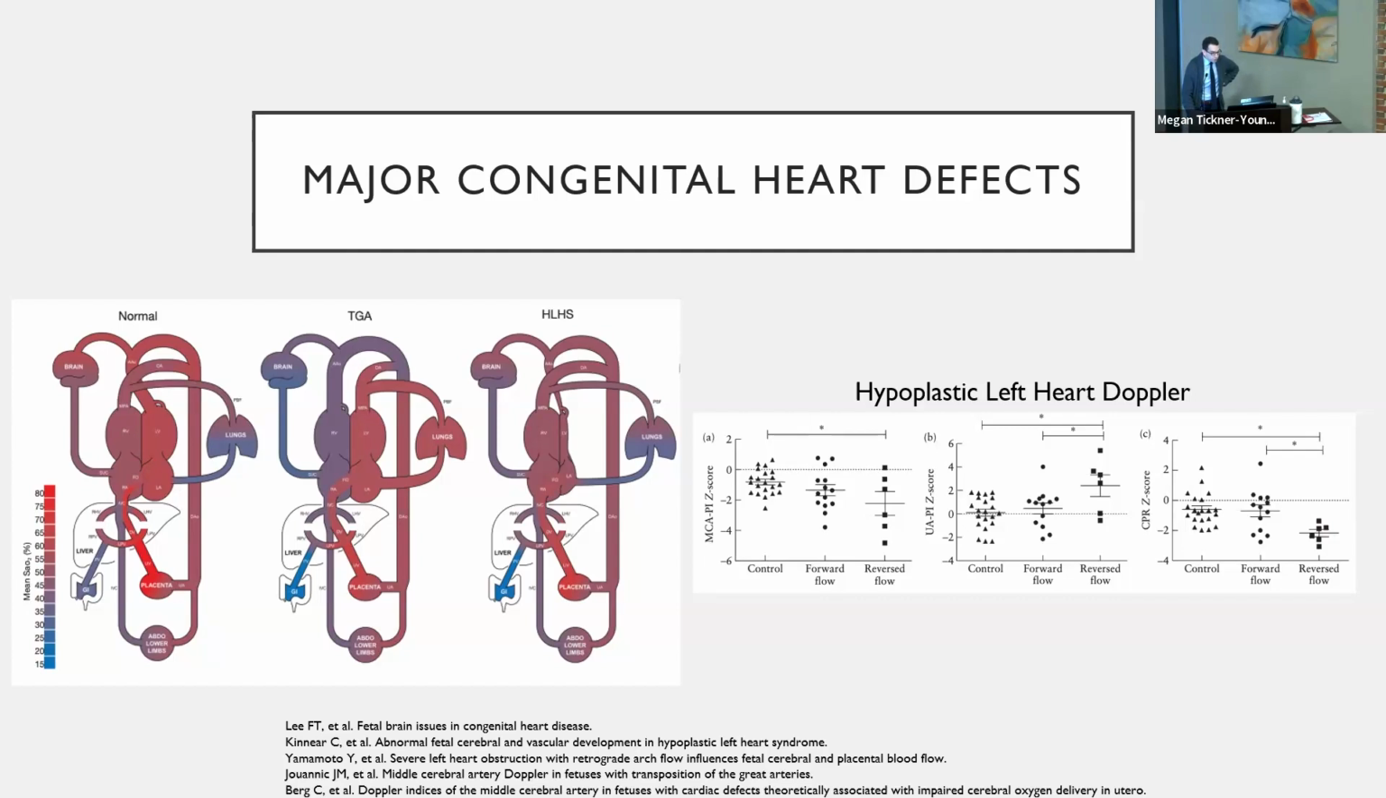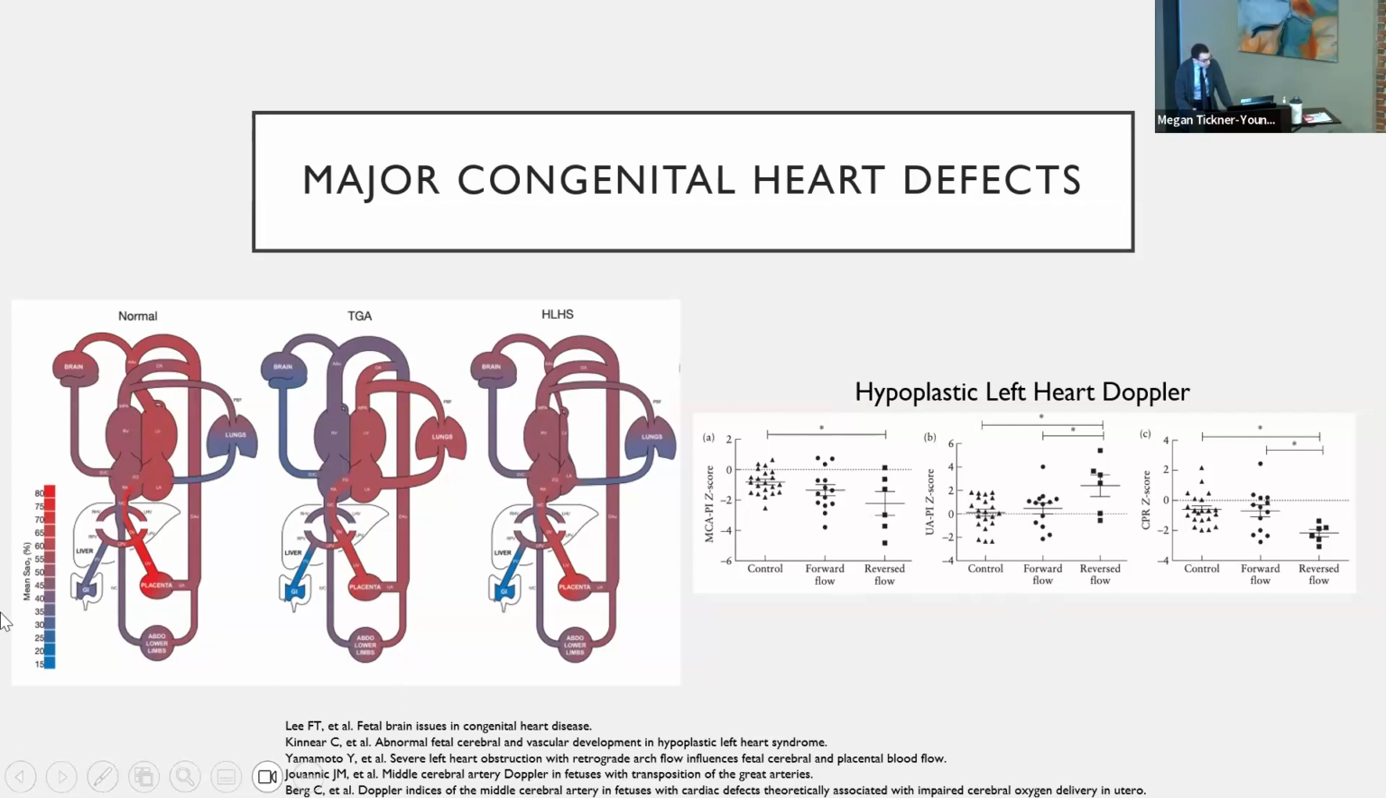Your systemic circulation is really through the ductus arteriosus, and blood flow to the brain is reduced. It's been well established that these fetuses with hypoplastic left hearts, as well as then retrograde flow through the aorta to supply blood to the brain, have abnormal MCA-PI in order to compensate for this. What's also interesting is that the pulsatility index positively correlated to head growth in some studies. In this figure on the right here, you can see the significant difference in the MCA-PI, the UA-PI, and the CPR in fetuses with hypoplastic left heart compared with controls, particularly in cases where there's reverse flow in the aorta.